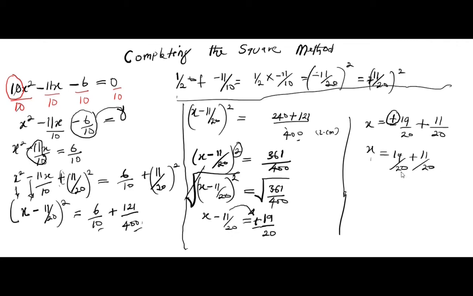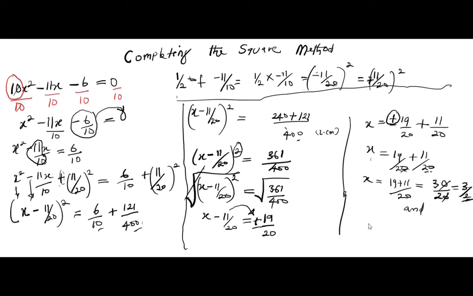Since the denominators are the same, we take one of the denominators. So we have x equals 19 plus 11 all over 20, because the LCM is just 20. So we add the numerators, which equals 30 all over 20. And when 0 cancels 0, we get 3 all over 2. That is one value of x.